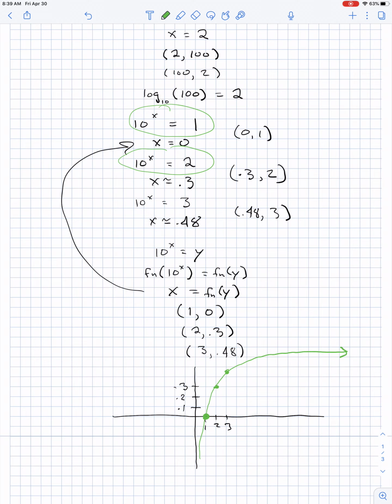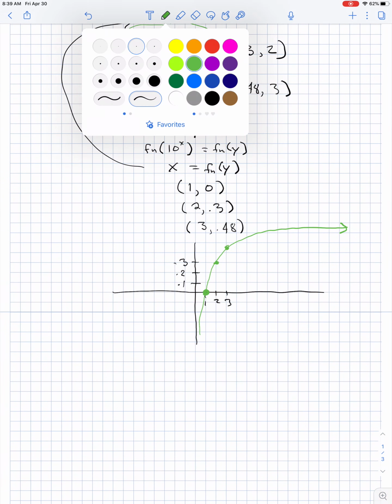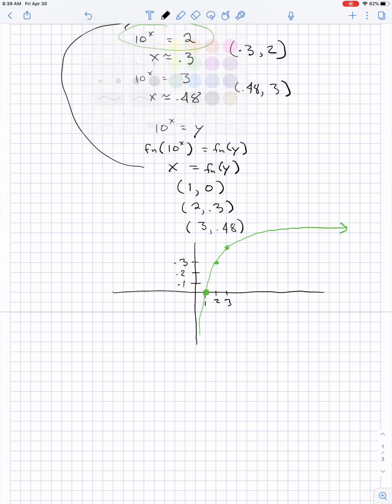Okay, this function that we've created is what log base 10 is. So we've basically put it together through guess and check. Let's see it this way. So log base 10 of x is the inverse function of 10 to the x equals y.